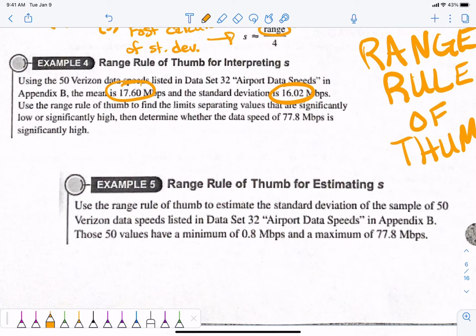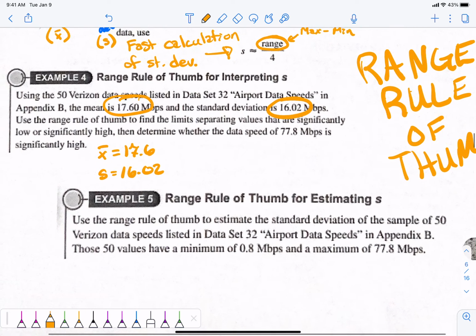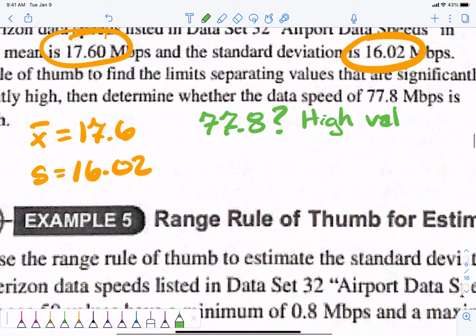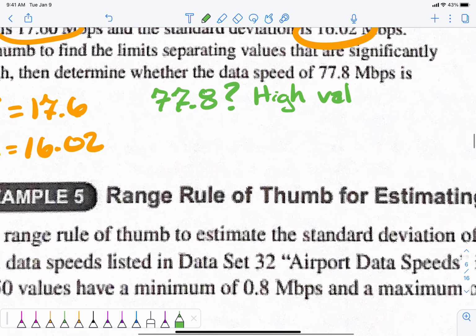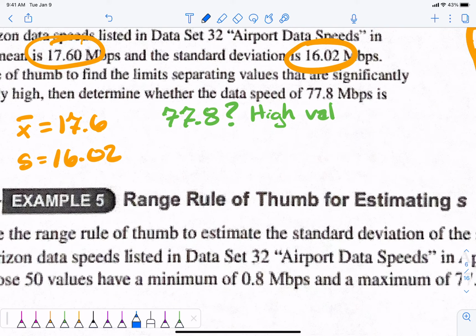It says the mean, we'll call it x bar, equals 17.6. The standard deviation is 16.02. Find whether or not 77.8 is considered to be a significantly high value. That's what they're asking. Is it a high value? I don't know. We're going to decide. Okay? How do we decide whether 77.8 is a high value or not? Yeah, we're going to add.